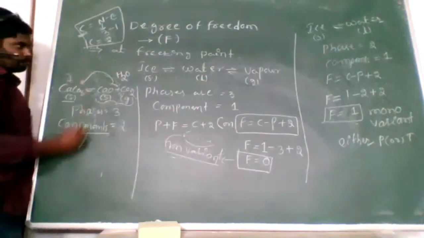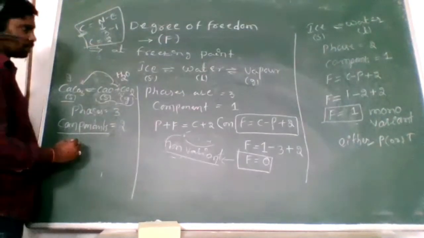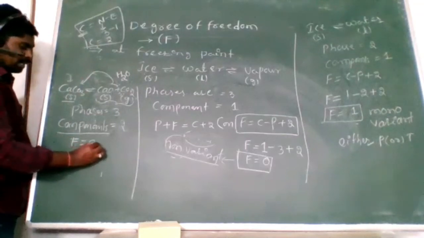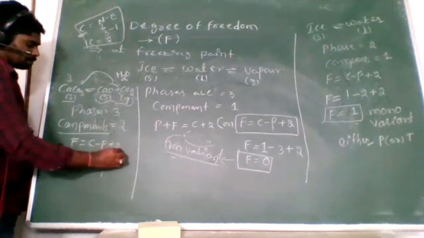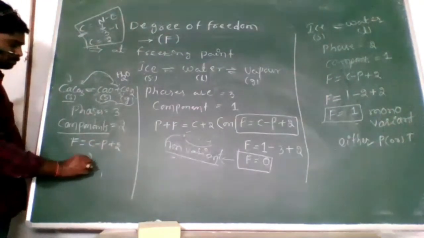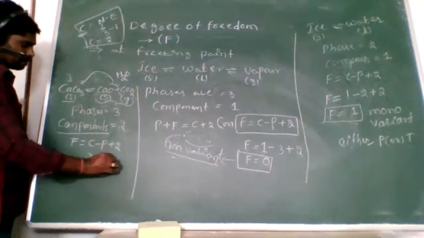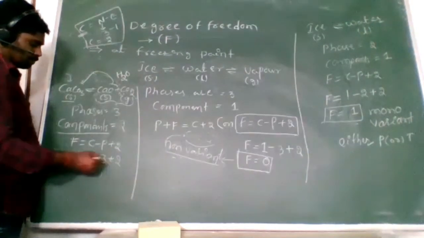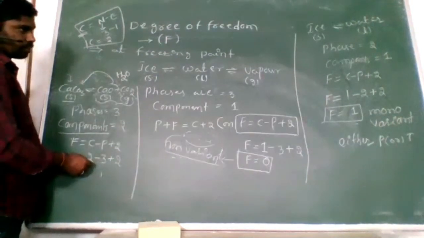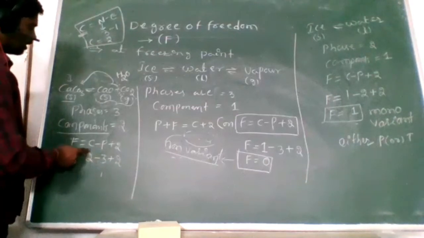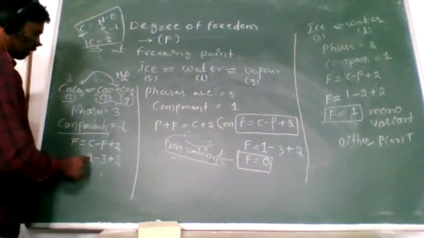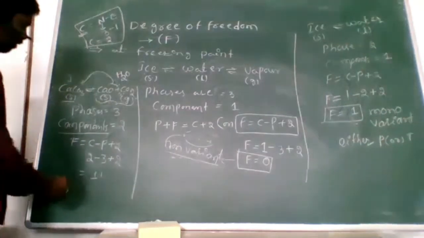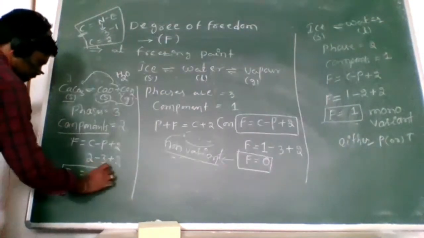What is the degree of freedom? How can we find out the degree of freedom? Right. See here, F equal to C minus P plus 2. Components 2, phases 3, plus 2, 4. Clear? How many components are there here? 2 components. 4 minus 3. That is 1. F equal to 1.